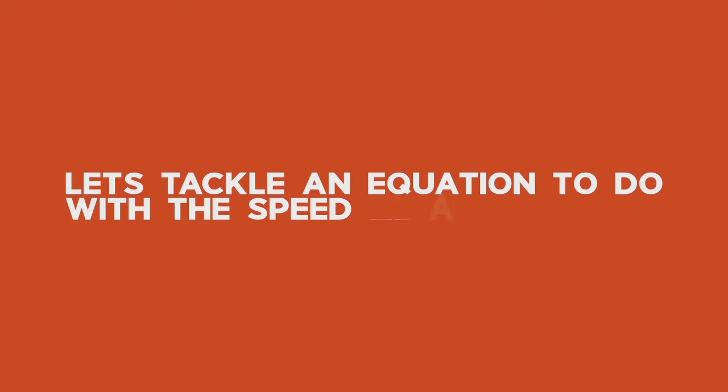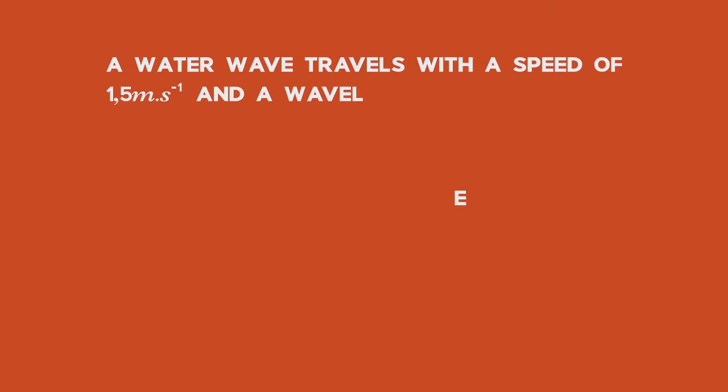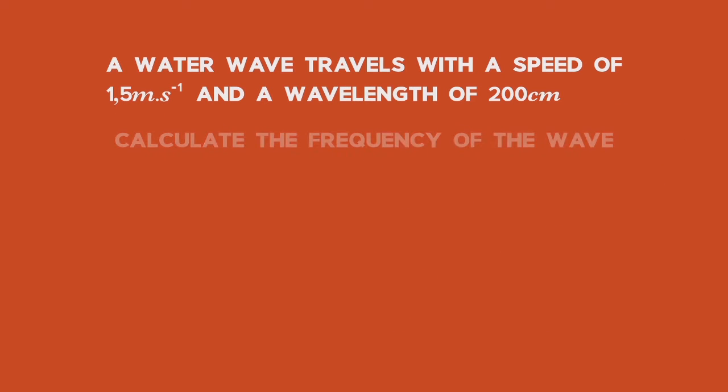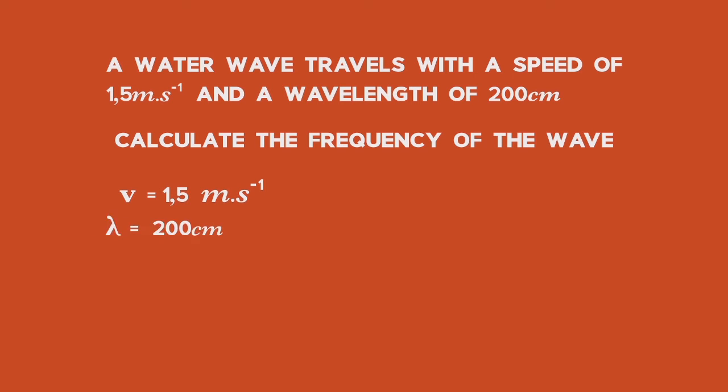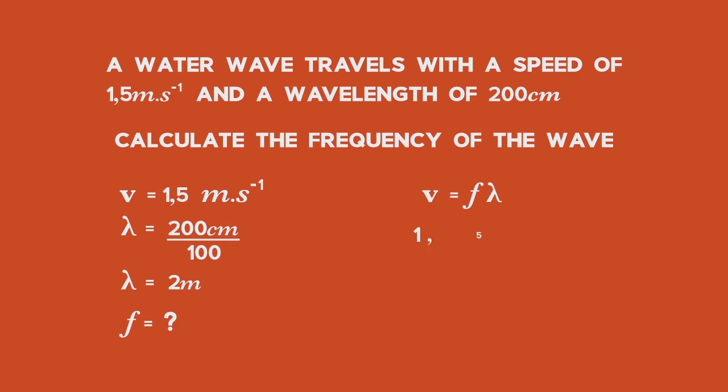Let's tackle an equation to do with the speed of a wave. We've got a water wave that travels with a speed of 1,5 meters per second and a wavelength of 200 centimeters. Now remember, in physics, we never ever work in centimeters. We must work in meters. Remember, there's 100 centimeters in a meter. So if we divide that by 100, that gives 2 meters. When we substitute the given values for wavelength and velocity in the correct units, things work best. Solving for frequency gives us a frequency of 0,75 Hz.